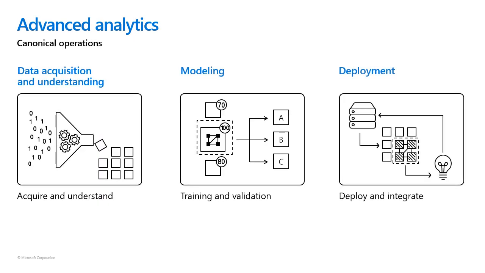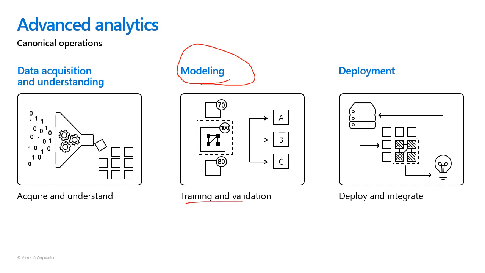Advanced analytics requires data acquisition and understanding. So you acquire data from multiple sources, and then you understand the data. The difference between this and data warehousing is that you now have a machine learning model. That's the modeling phase, where you need to train and validate this model to come up with different scenarios.